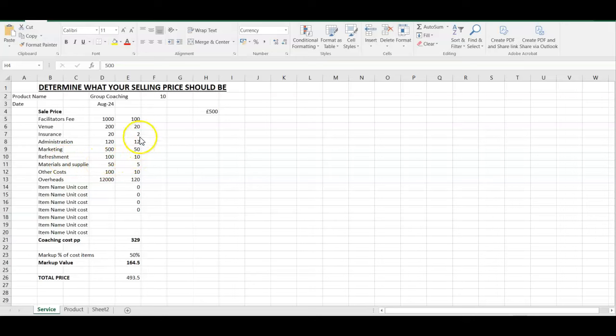Refreshments, £100, split over 10 people, that's £10. Materials, £50, split over 10 people, that's £5. Other costs is £100, so you split that over 10 people, that is £10. Now, overheads is the most tricky one that we don't include in the cost. Remember, let's say that your overheads for the year, which could be paying your rent, your telephone bills, your utility bills, come up to $12,000 a year. Okay? You still have to charge that per person in each month's coaching session.